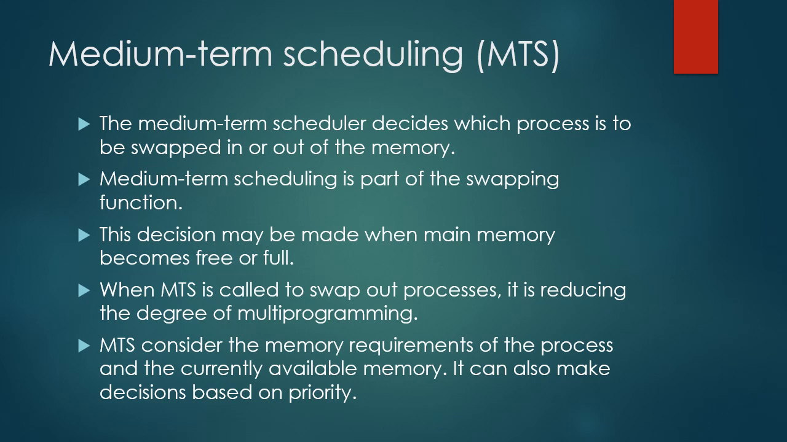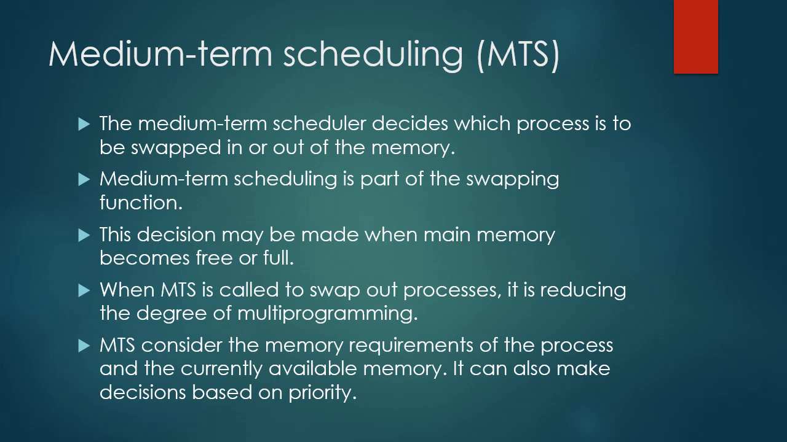The medium-term scheduler decides which process is to be swapped in or out of the memory. Medium-term scheduling is part of the swapping function. This decision may be made when main memory becomes free. The system would require swapping in of some processes. This decision may be made when main memory becomes full. The system would require swapping out of some processes.